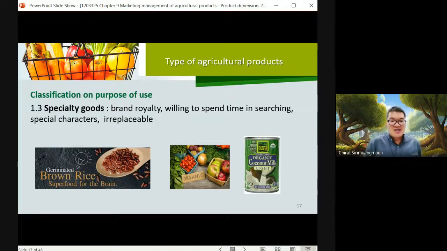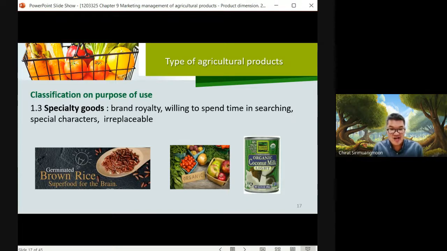Then specialty goods. For specialty goods, you don't need to think about that a lot because there is a very special place to serve. So in this case, the consumers of specialty goods are going to be brand loyal. They fall in love with your products and then they will keep buying your products. So this is specialty goods.